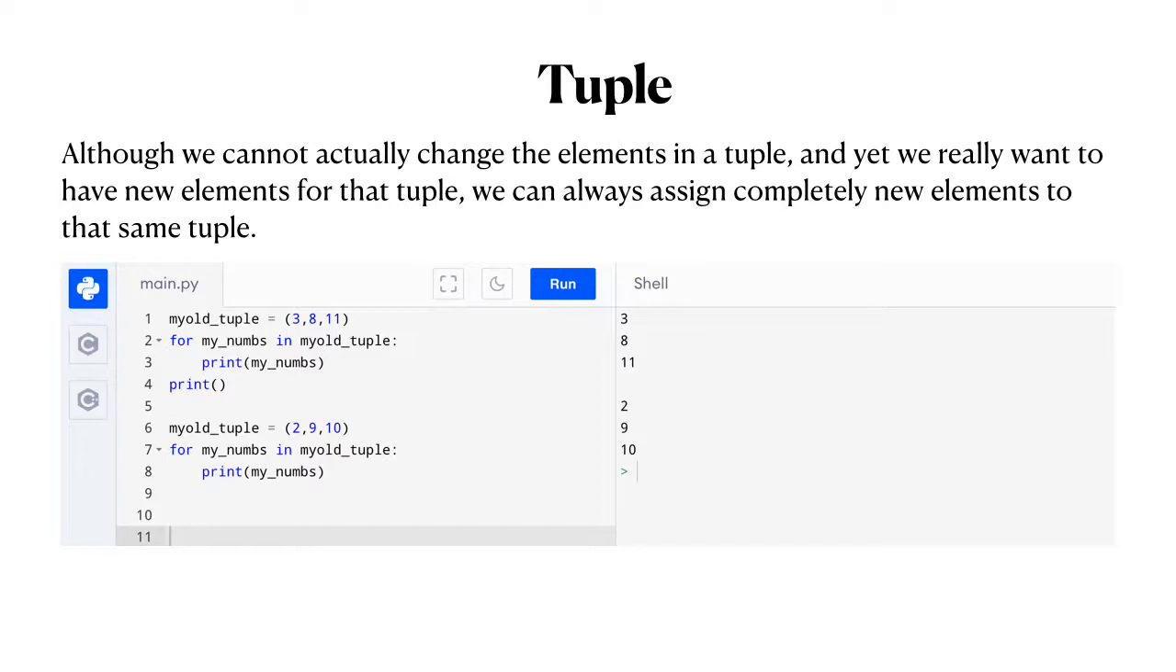So, observe my set of codes from 1 to 4. Okay? My old tuple is equal to 3, 8, 11. So, gamit kong for loop para ipang-print niya ang mga elements, 3, 8, and 11. Now, starting from line 6, akong redefine. So, ingana na lang ang atong buhaton if gusto ginatupulihan ang tuple. Si my old tuple, instead of 3, 8, and 11, ako na lang siyang pulihan og 2, 9, and 10.